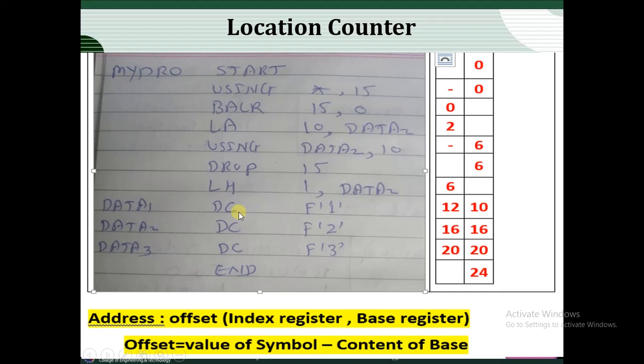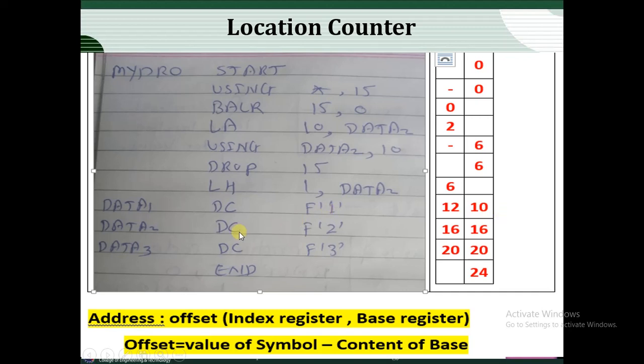Now here we may find DC and DS. We already discussed in the previous lecture that where we find DC and DS, we need to make an alignment. With DC and F, we make it a multiple of 4. 10 is not a multiple of 4, so the next value that is a multiple of 4 is 12. So here we make the alignment.